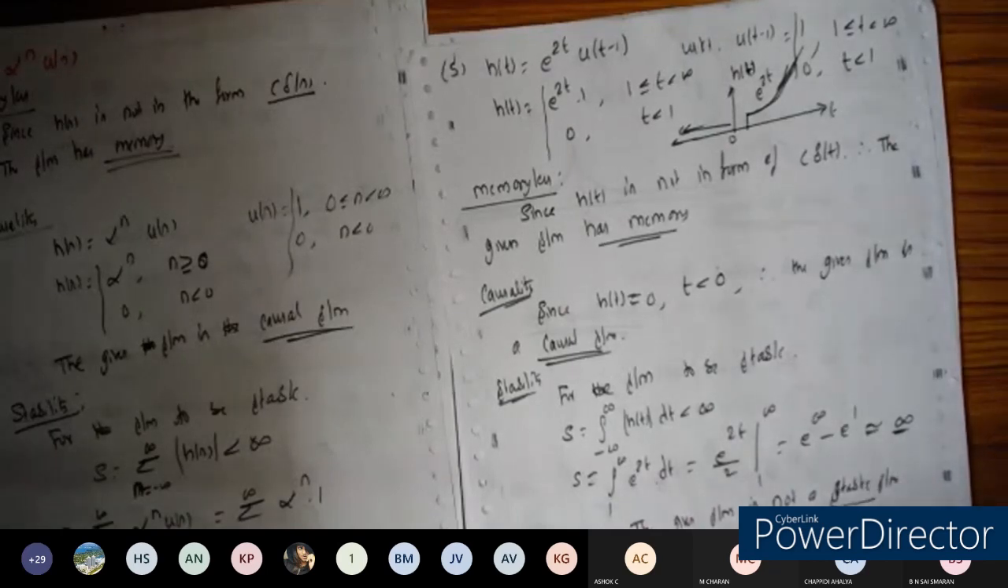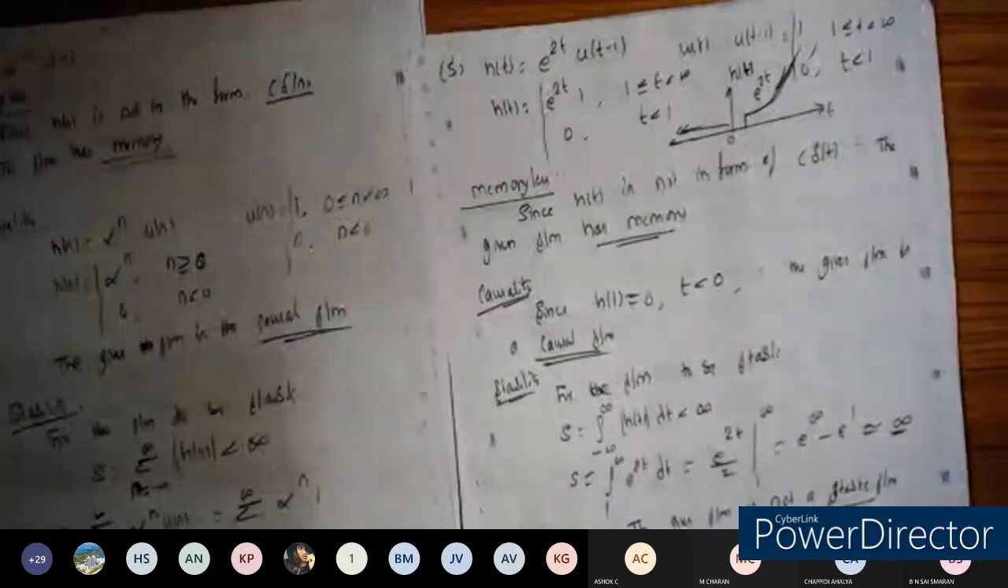This is an easy topic where you can score a minimum of 6 marks. They will ask 2 problems on this, so 6 to 8 marks you can score.